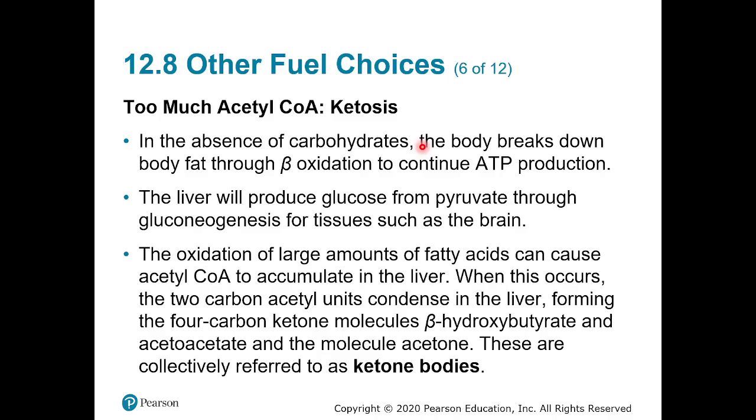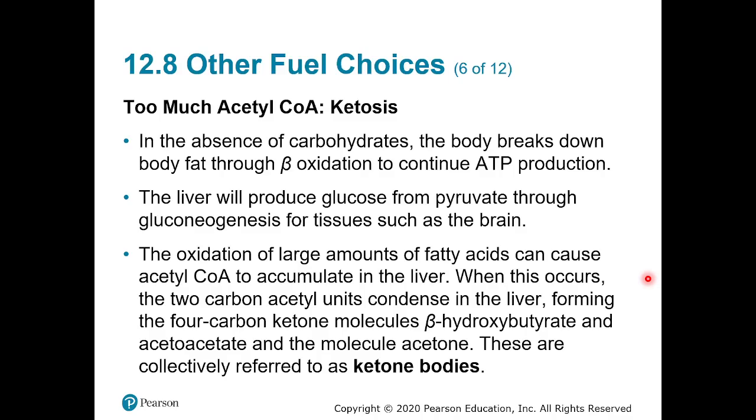Our brain can only use glucose to power itself, essentially, and so we need to produce it all the time for our brain. The oxidation of large amounts of fatty acid is going to cause acetyl-CoA to accumulate in the liver. When this occurs, your 2-carbon acetyl units are going to condense in the liver. This will form 4-carbon ketone molecules, and those are what are called ketone bodies. You may have heard of those.